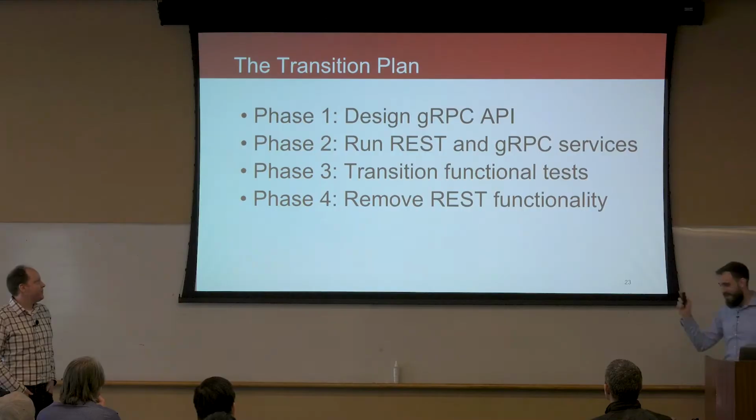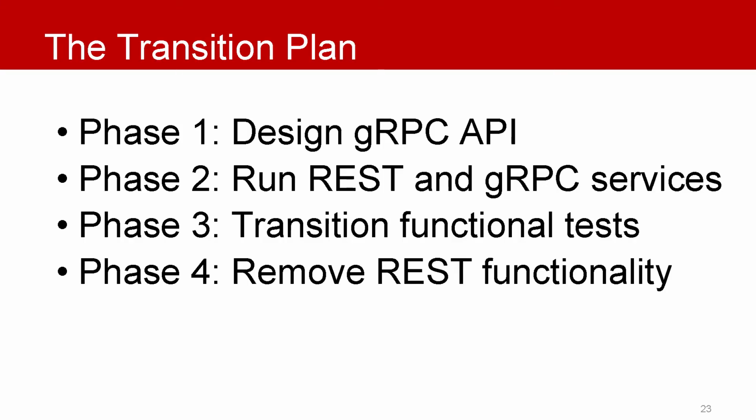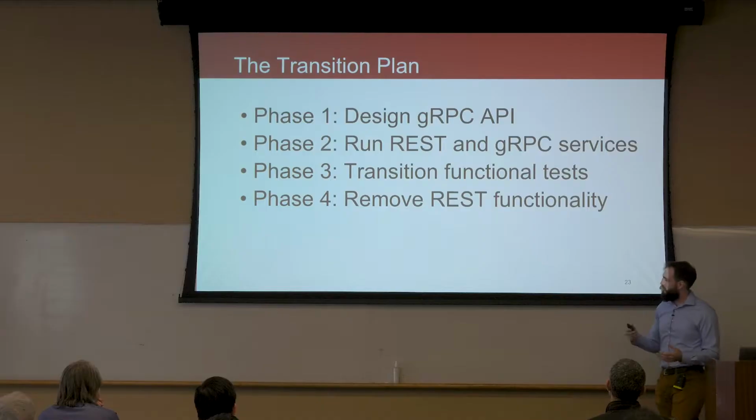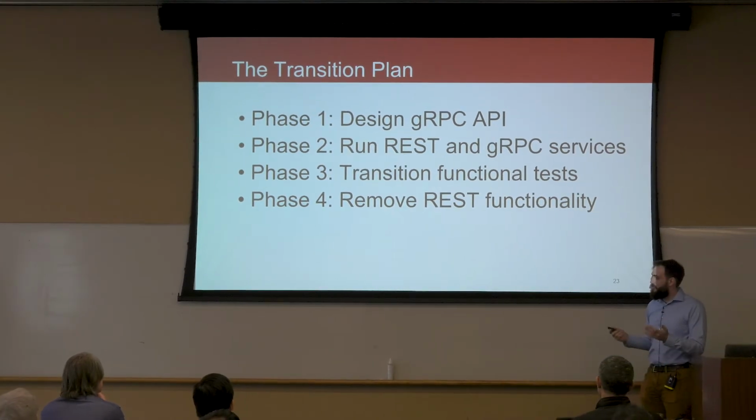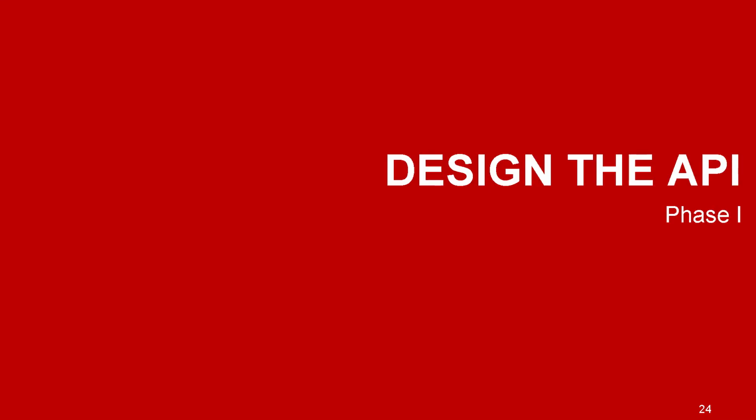But yes, I have already formulated the perfect plan for this. How convenient. So first off, we're going to redesign our APIs for gRPC. Then we're going to build our gRPC services, run them side by side with our REST services, then transfer over our functional tests, delete REST from our code base, and we're done. All right, so after that conversation happened, we actually followed through with our plan to swap out our transport protocol in the middle of development.